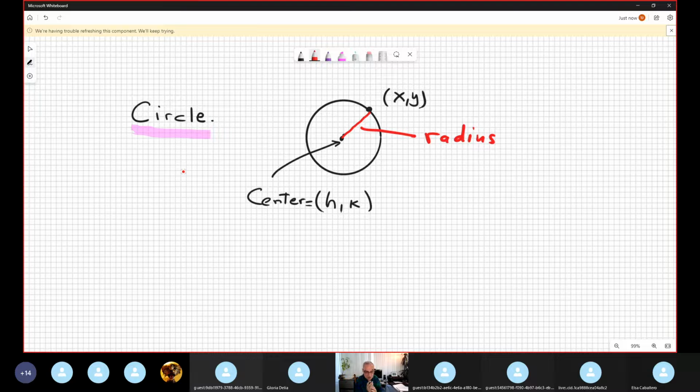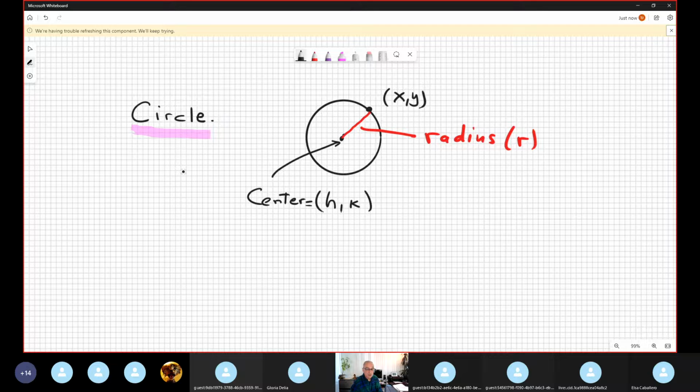So let me repeat the definition. A circle is a set of points x comma y at the fixed distance r, let me call this a shortcut. This is just r, the radius. When you talk about r, it's the radius from a fixed point h comma k. Okay, so what is the equation, professor? What is the equation for the circle?